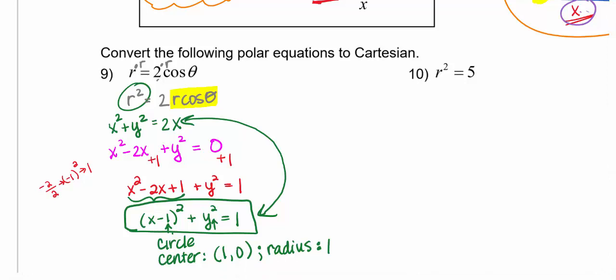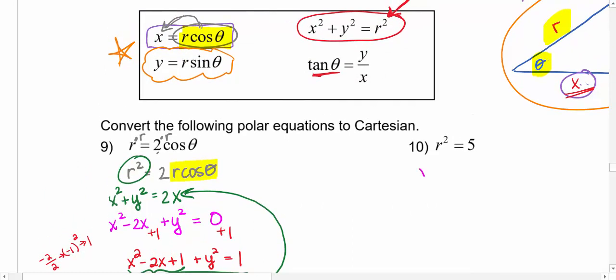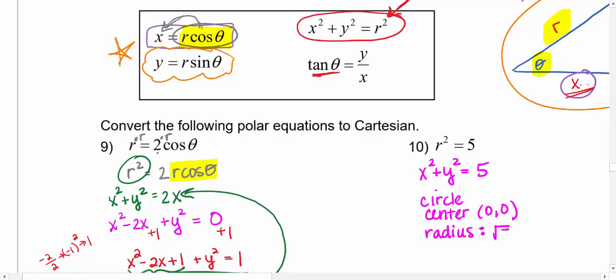Some of them that we're going to do don't really require much effort at all. If you look at number 10, I'm still converting this to Cartesian. r squared equals 5. Well, r squared is the same thing as x squared plus y squared, and that equals 5. So this is a circle with center (0, 0), because I'm not shifting left or right at all. We should know transformations. And the radius in this case is the square root of 5.